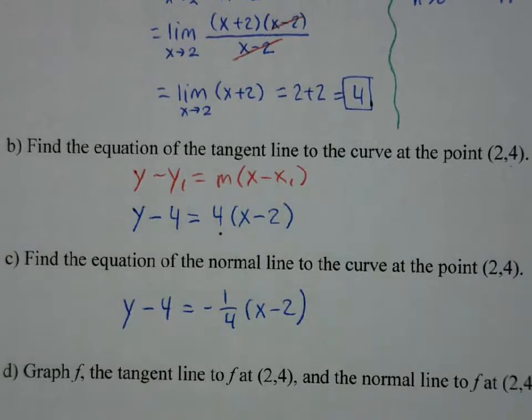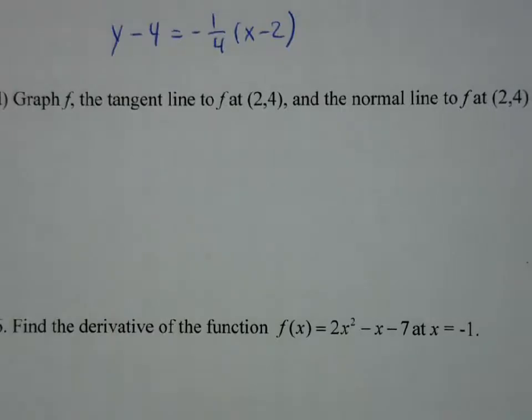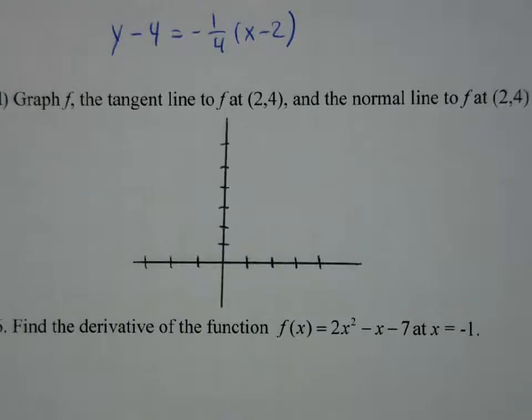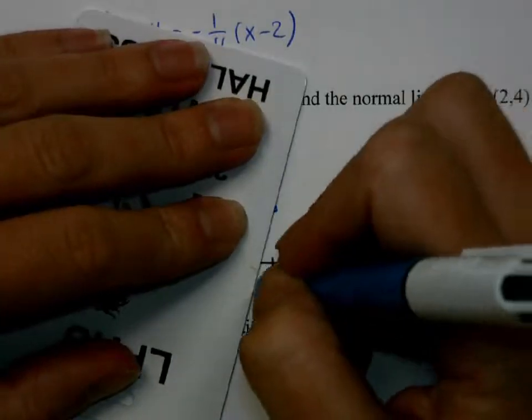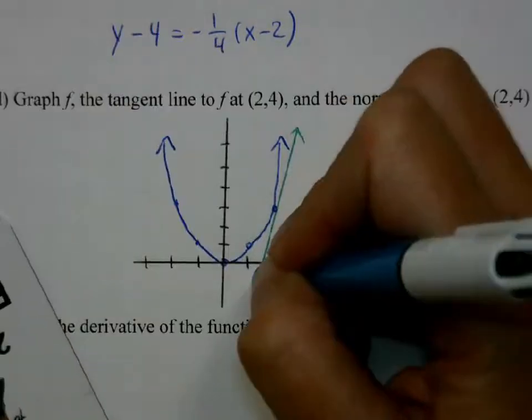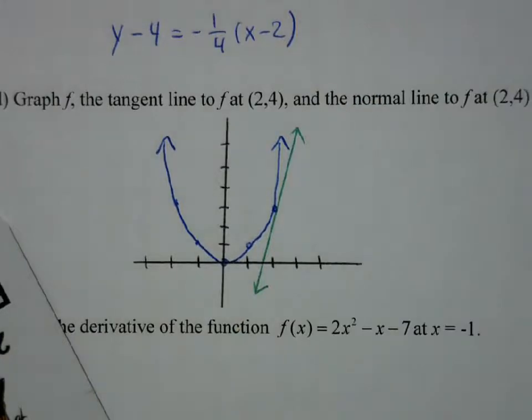Okay, now I'm going to graph f, the tangent line to f at (2, 4), and the normal line. So we'll make our grid. Here's f of x, just x squared. The tangent line has a slope of 4. The normal line is going to have a slope of negative 1/4. It's going to go right through that same point, just perpendicular.